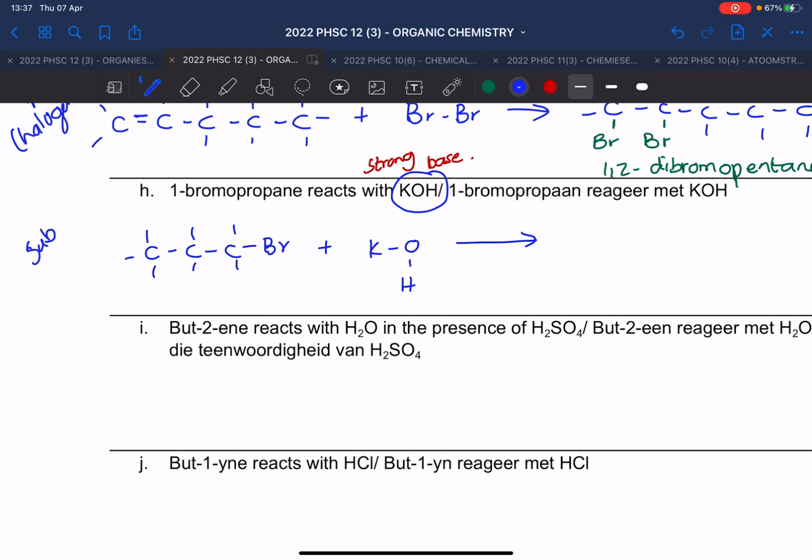Now we said for substitution, the reaction conditions must be mild. We must work softly with it. Okay, so here there's 3 reaction conditions that you need to know. Kananelo, what are those 3 reaction conditions?